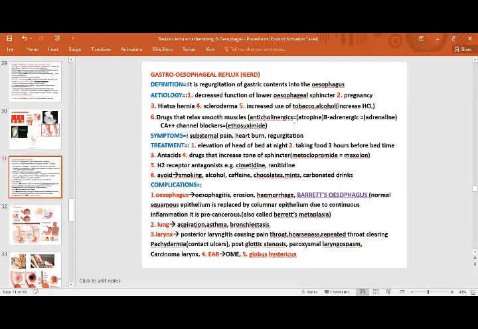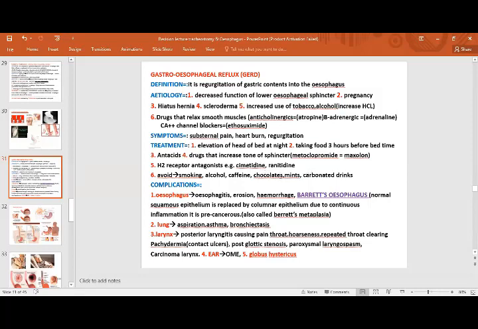So symptoms would be, I think, more or less the same in most of the conditions of the esophagus, that is substernal pain, heartburn, and regurgitation. Again, what I have already told you is that the ideal treatment is change of lifestyle and taking food 3 hours before bedtime. Then elevation of the head of the bed, antacids, and drugs that decrease the tone of the sphincter.